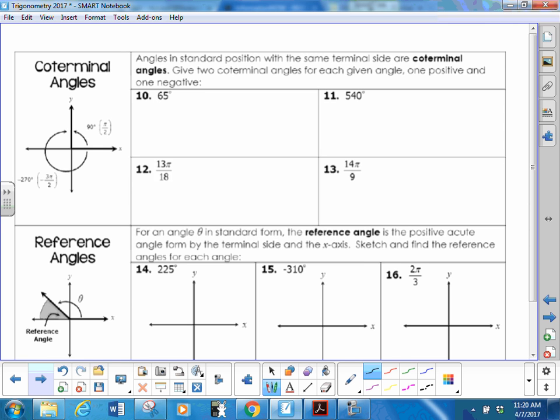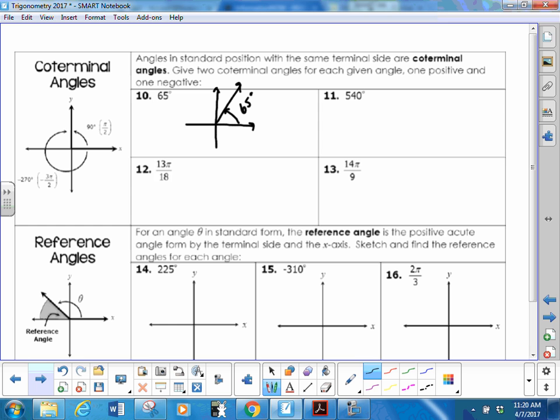Let's do 65 degrees. So I'm going to sketch out 65 degrees. XY. So I start on the positive x-axis. I know 65 degrees is going to be about right here. So there's my 65 degrees. Now, there could be another angle that ends up at that same place that is not 65 degrees. How could that happen? How could something end up in that very same place and not be 65 degrees?